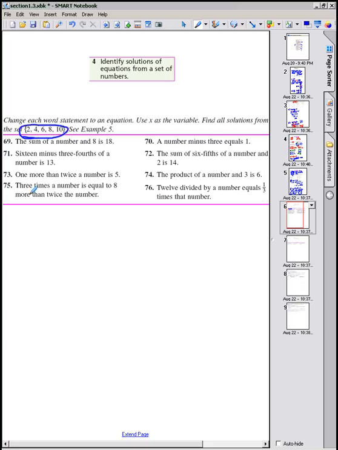So in number 69, it says the sum of a number and 8 is 18. Okay, so what I would suggest that you do, first find out what word separates the left side and the right side of the equation. So is means equals. So that means on the right side of that is going to be what's on the right side of the equation. On the left side of that is going to be the left side of the equation. So on the left side, we have the sum of a number and 8. Sum means addition. So our number is x, x plus 8 is 18.